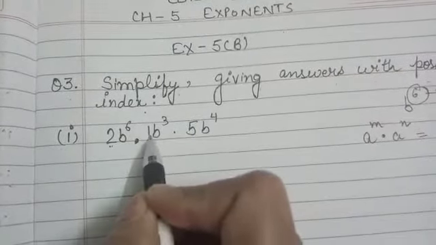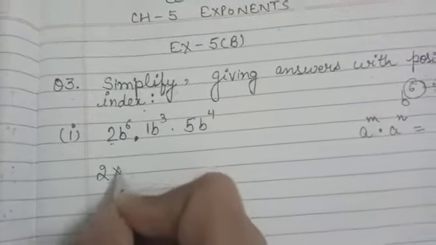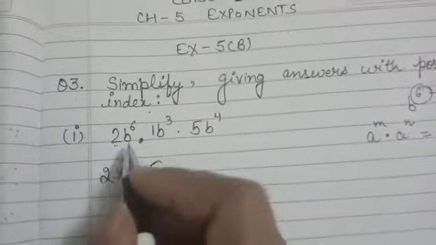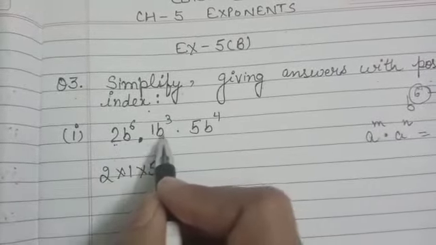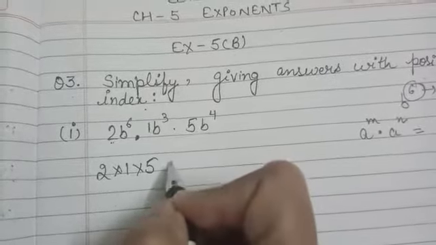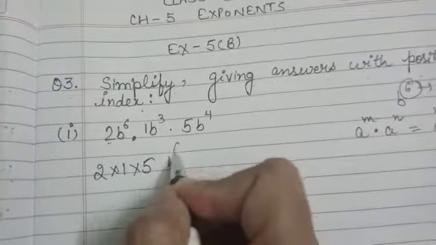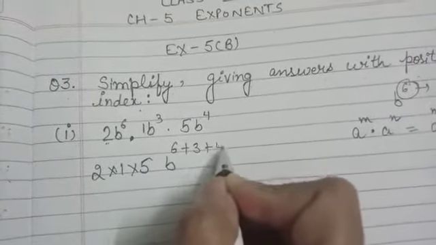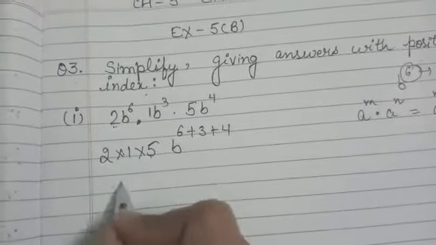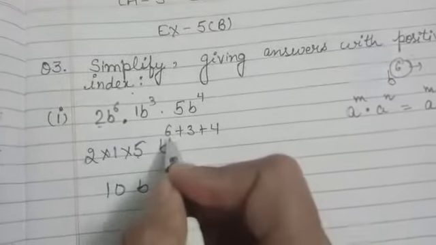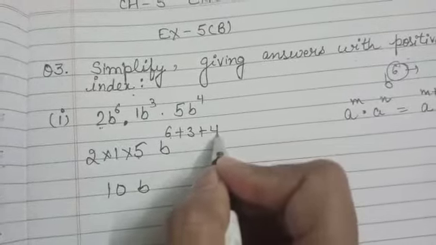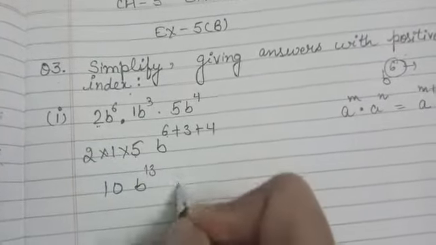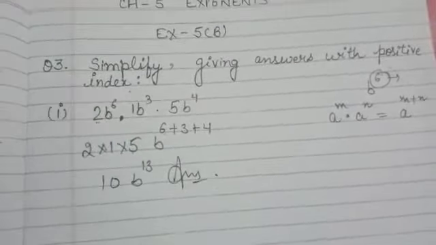Firstly, we will multiply the coefficients. That is 2 multiply 1 multiply 5. Now, see, this is b6, b3, b4. Base is the same. Write the base once, add the powers. 5 twos are 10. 6 plus 3 is 9. 9 plus 4 is 13. This is our answer. Easy?